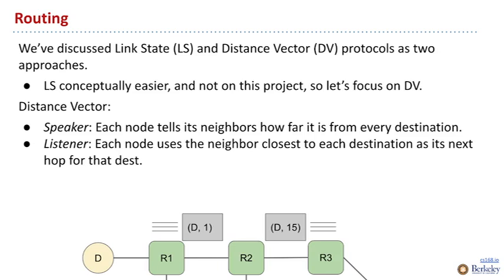And so as speakers, every node is going to tell all of its neighbors its distance to some destination. And then as a listener, every node takes in all these updates and decides which advertisement it should use for its route. And that should be an easy decision. A cost of 1 to get to the destination is better than a cost of 15. And assuming that R2's cost to R1 and R2's cost to R3 are both 1, we should take the shorter route.